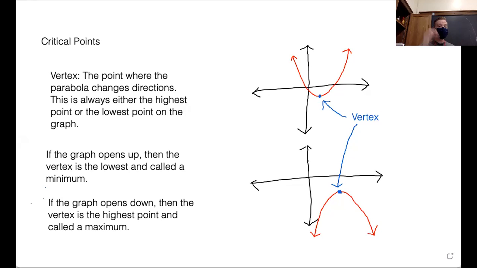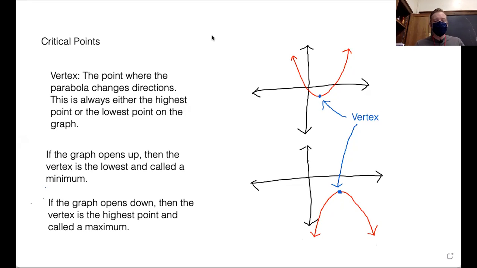So the vertex was the first critical point that we're looking at. With that, we want to be able to identify whether the graph opens up or down. When we say that the graph opens up, we mean that the arrows here are pointing up, the sides are curving up away from the vertex. When we say that the graph is opening down, we mean that these arrows here are pointing down, the graph is curving away from the vertex and going down in that situation there.